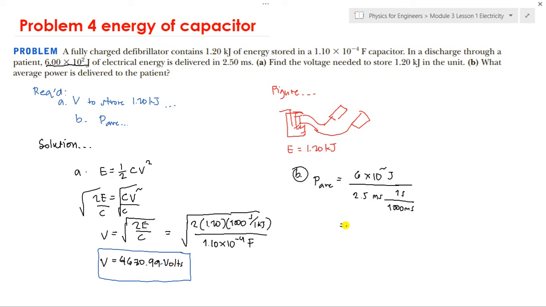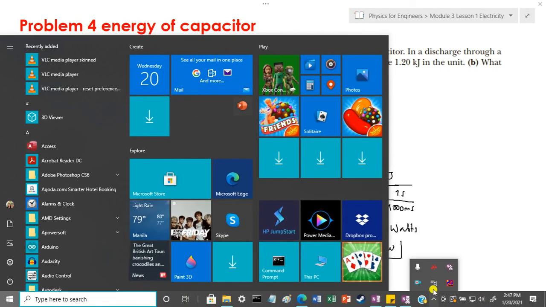That would be 240,000 watts, or in kilowatts, that is 240. Okay, so this is 240 kilowatts. So mana siya class. That is our answer.